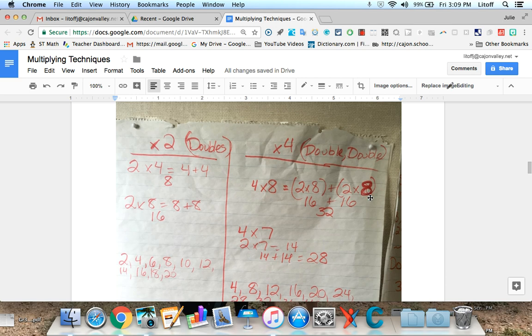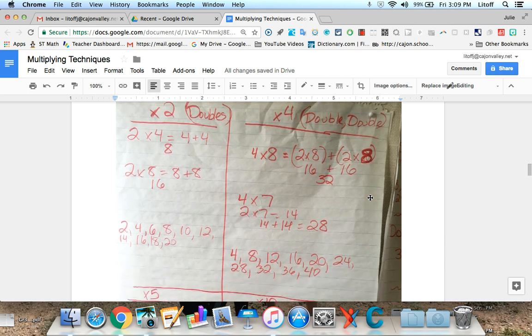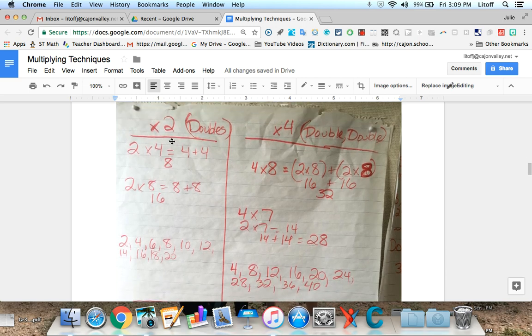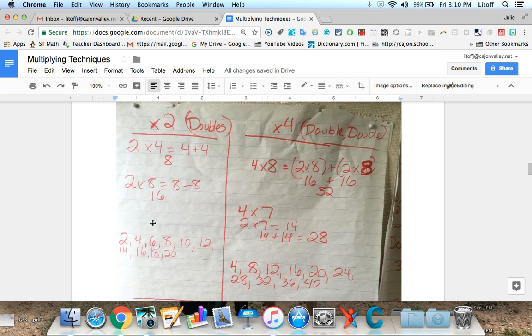For 2's, we learned lots of different ways you can do 2's. You can always do doubles. So 2 times 4 is like 4 plus 4. 2 times 8 is like 8 plus 8. So you can always double the factor that's not the 2. You can also just skip count by 2's, which is very easy as well.